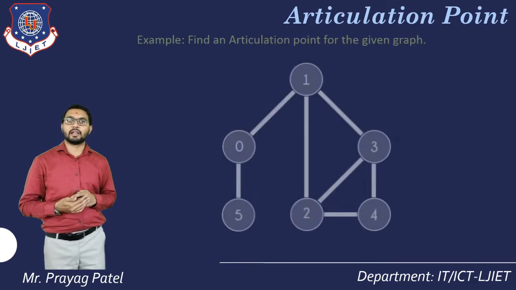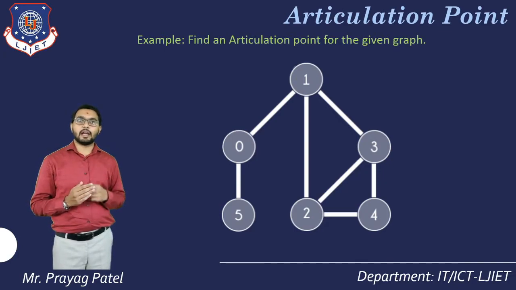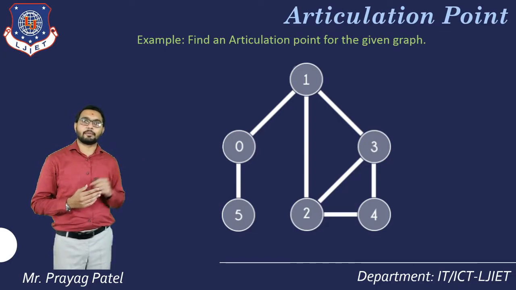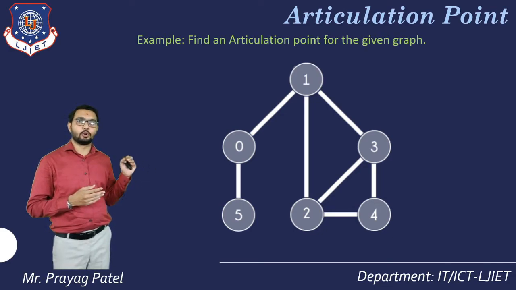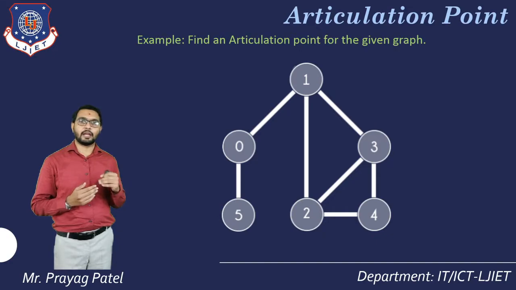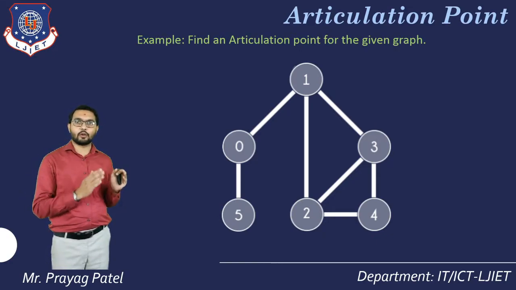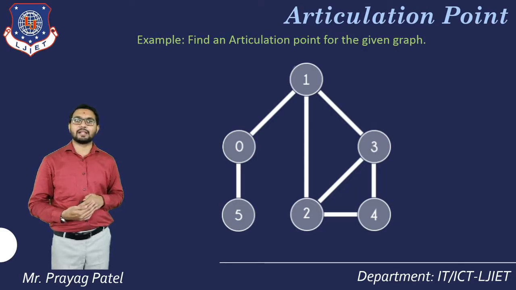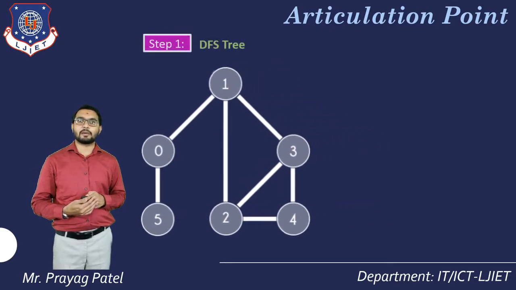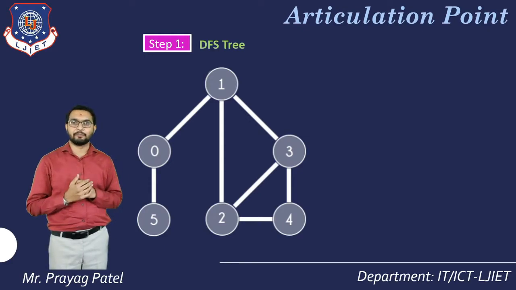Now consider one example. In this example, find the articulation point for the given graph. In the given graph, there are a total of 6 nodes: node 0, 1, 2, 3, 4 and 5. According to this graph, you want to find the articulation point. Now the first step of the articulation point example is to define the DFS tree.